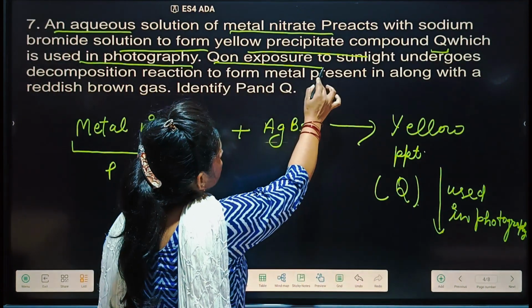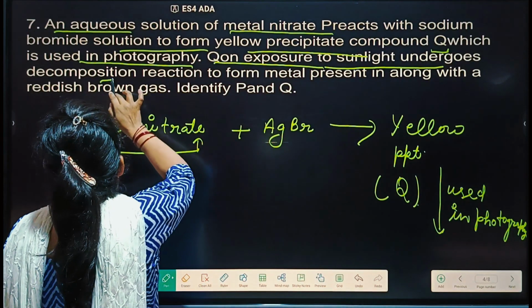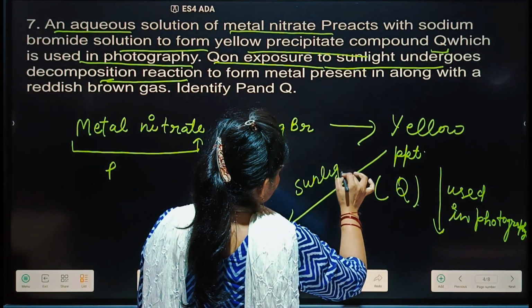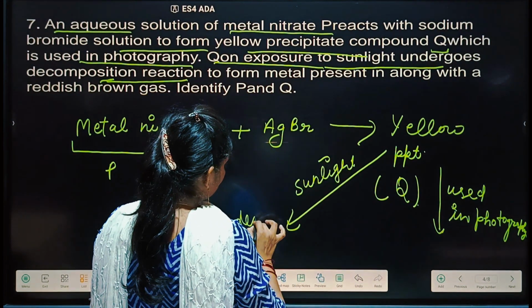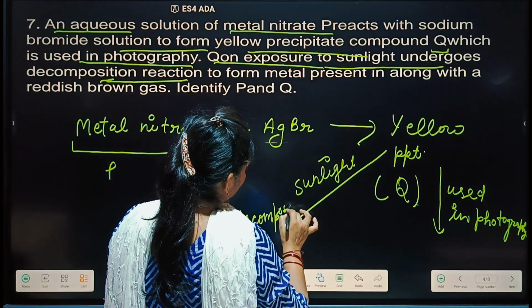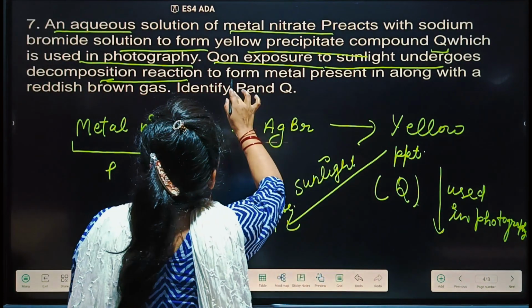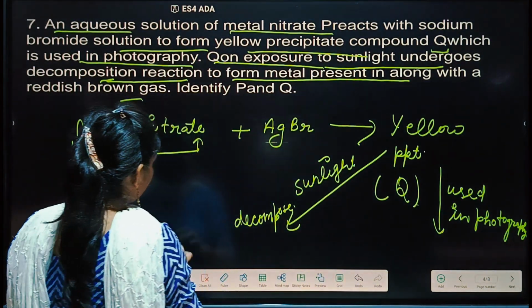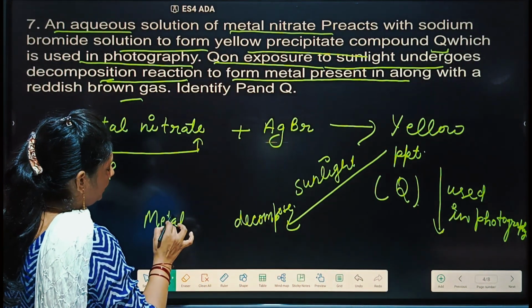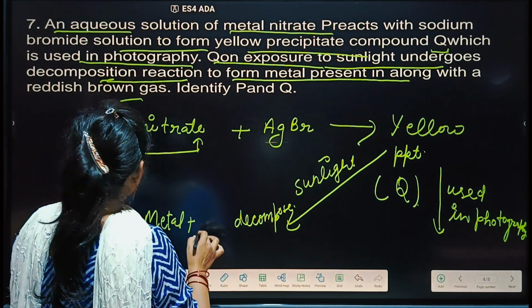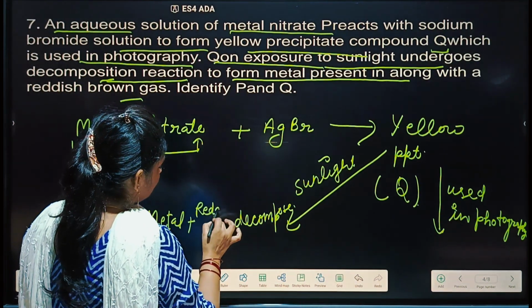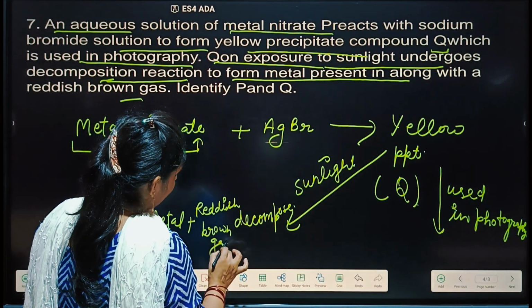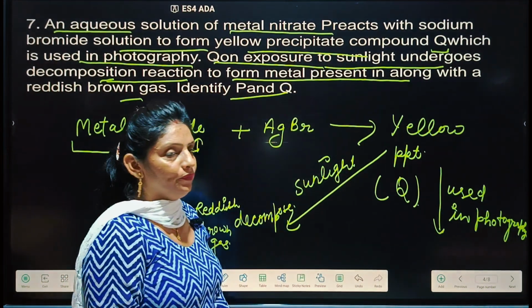Q, on exposure to sunlight, undergoes a decomposition reaction. When we expose it to sunlight, it gets decomposed to form a metal along with a reddish brown gas. So after decomposition it will produce metal plus reddish brown gas. Identify P and Q.